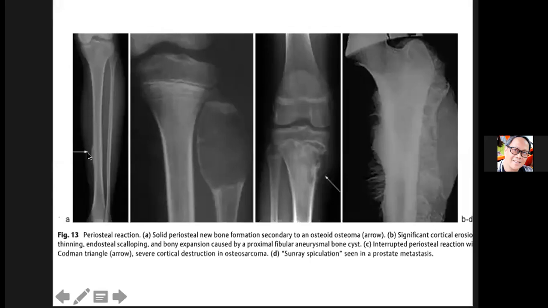This is a benign condition. This is osteoid osteoma. You can see that the cortex is intact, but there is an obvious bulge in the cortex of the middle third of the tibia. And one very distinct clinical presentation with osteoid osteoma is pain relieved by aspirin. And you see these cases mostly in young patients with osteoid osteoma.